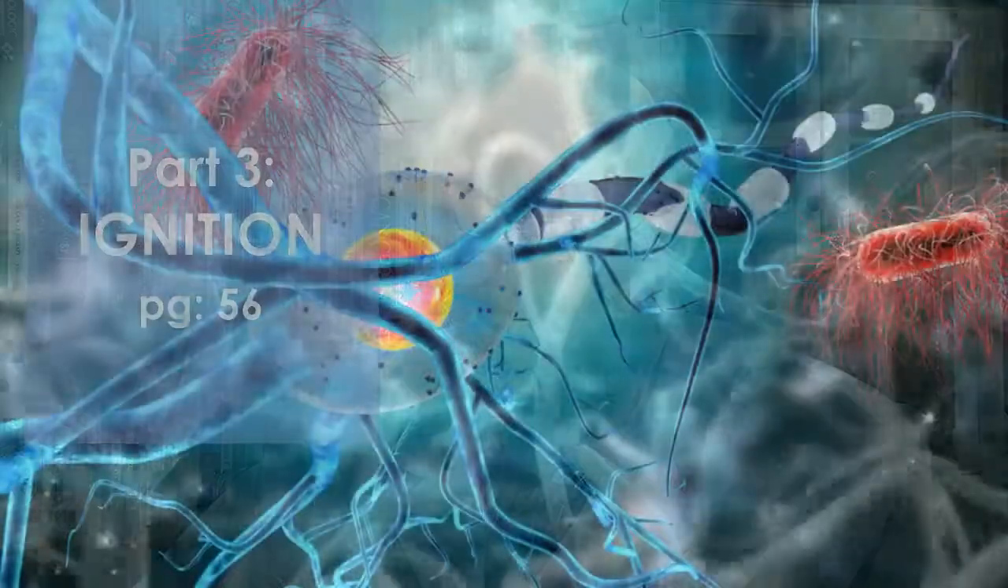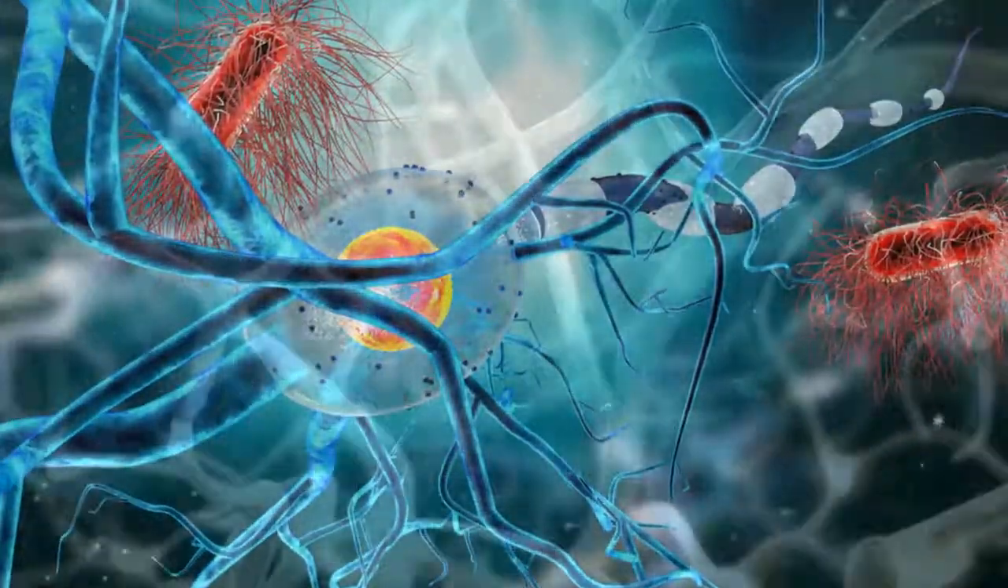The third part of the presentation looks at the ignition of the immune system. Once the information is received by the immune system that there is a foreign cell to be attacked, how is this information translated into action? This is a process of ignition, which allows the immune system to begin generating an immune response.